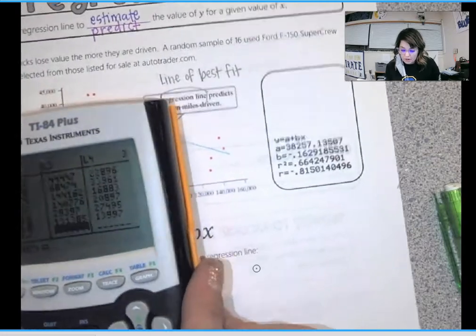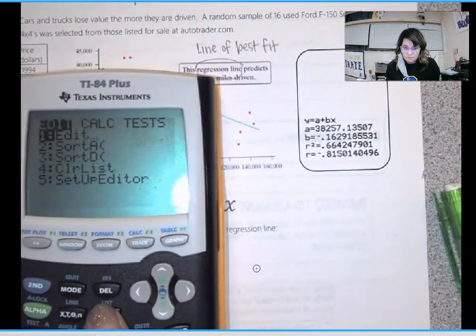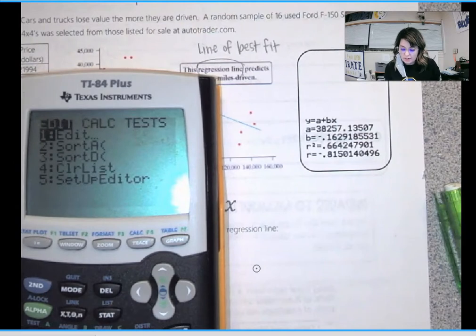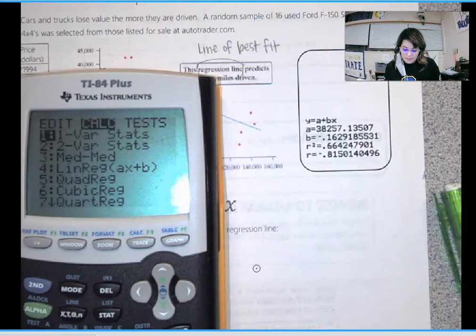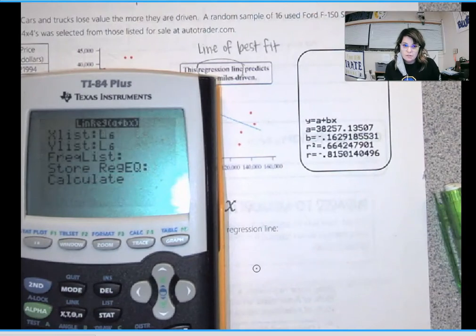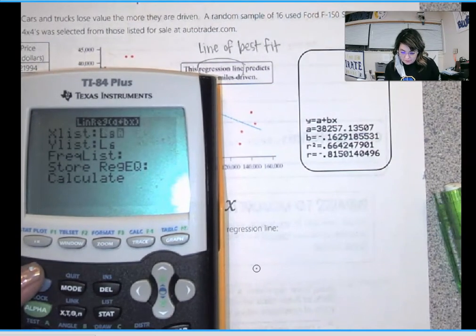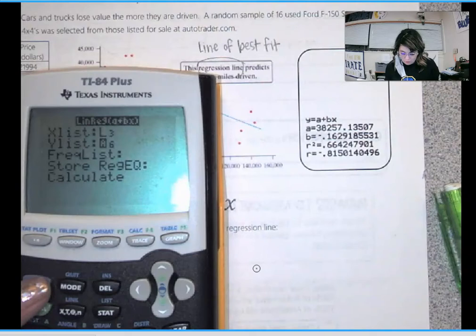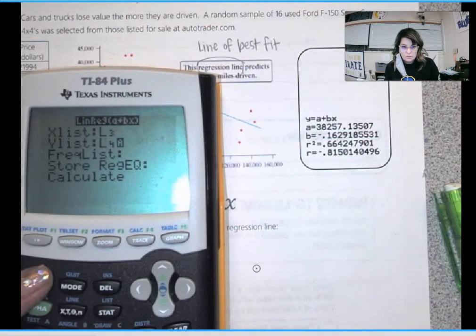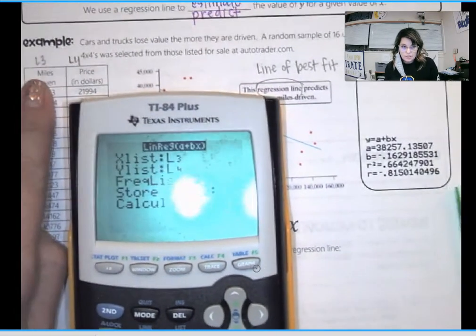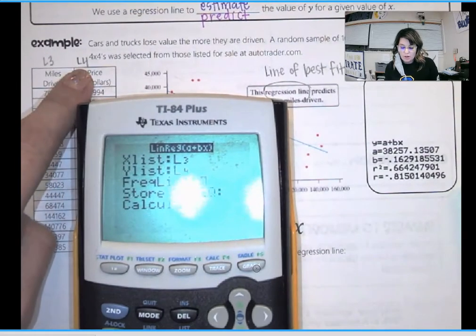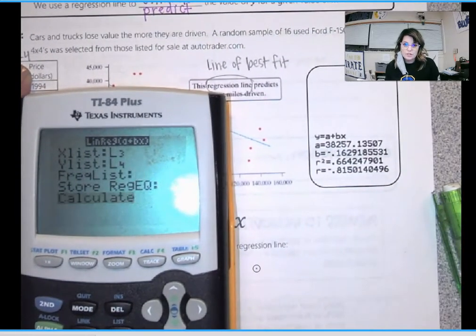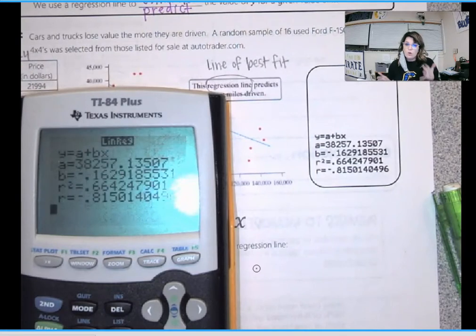So now we're going to use our calculator to find this regression line. The buttons are stat, arrow over to calc, hit option 8, and fix your lists. Remember, you have to hit the blue button and the number that your list is in. It's a good thing I wrote mine down because I didn't remember. So my X list was L3, my Y list was L4. Enter, enter, enter.